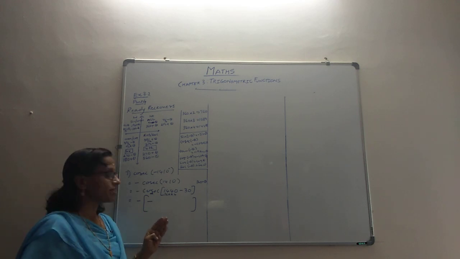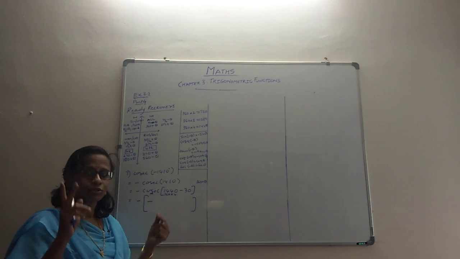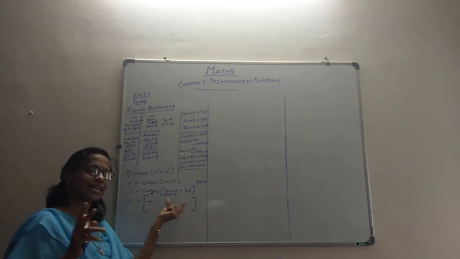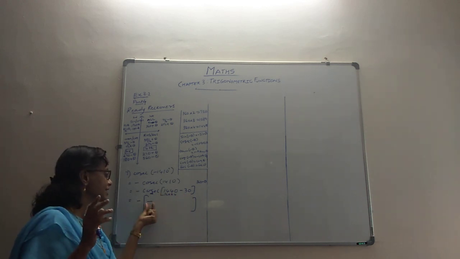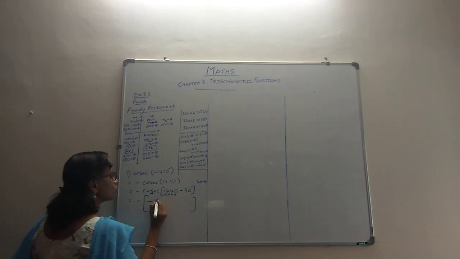What do we do in the simplification? We drop this part and we write only this part, isn't it? That is the two things that you have to do. First is decide the sign and then simplify. So we have decided the sign. Now we are going to drop this part. We are going to write only this part. So it is going to be cosec 30.